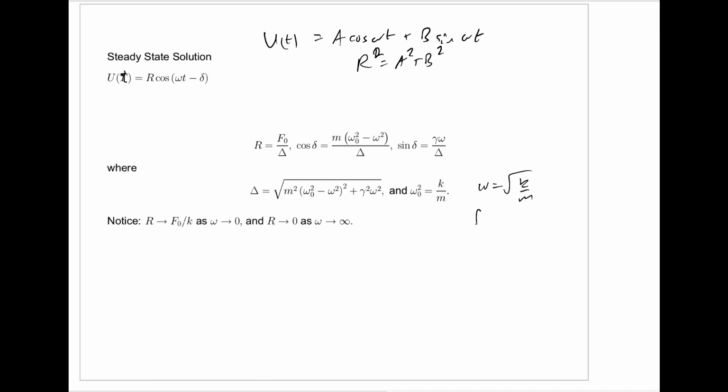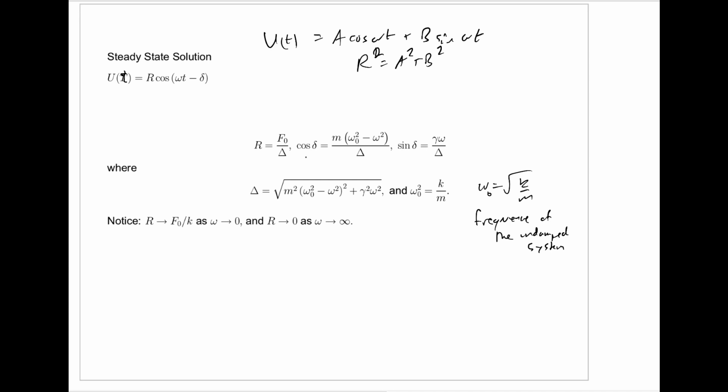This is the frequency of the undamped system. So the undamped, unforced system would have a natural frequency of omega naught, this square root of k over m. Omega here is the frequency of the external force.